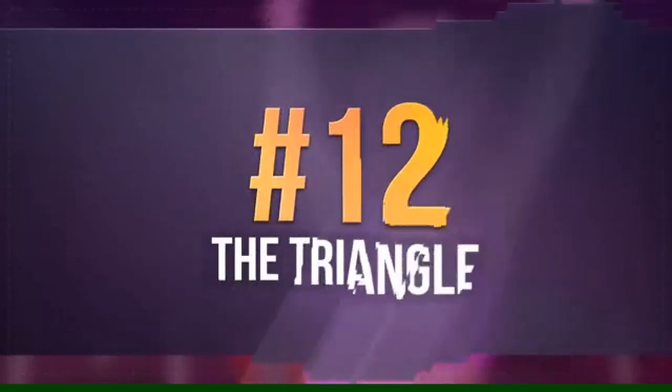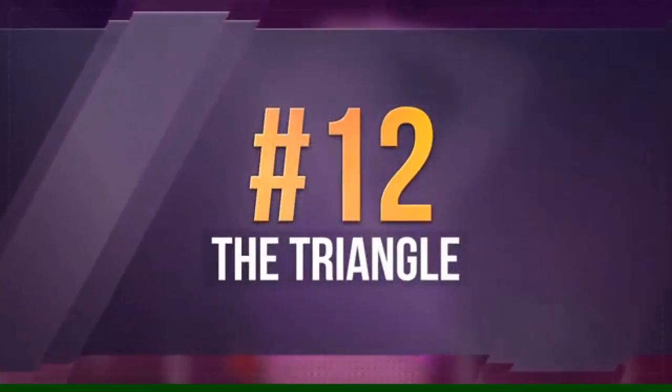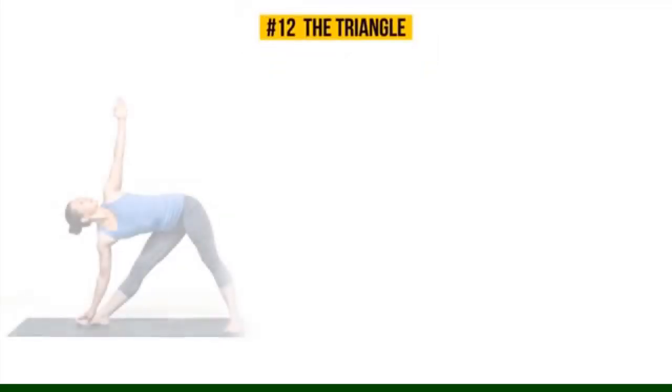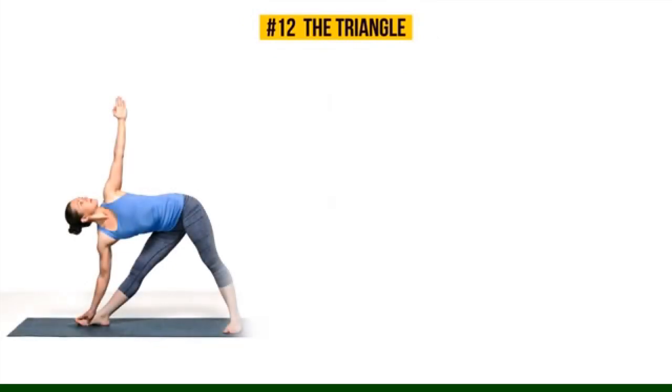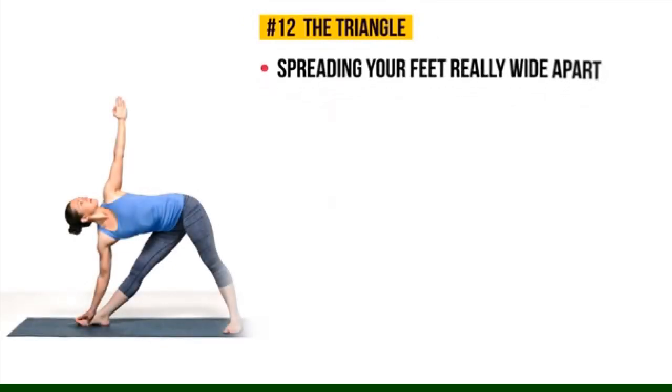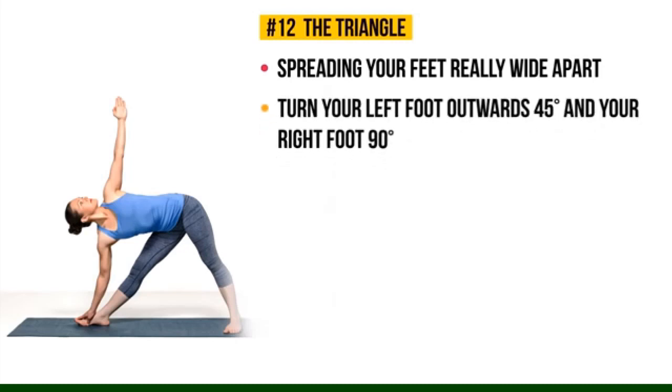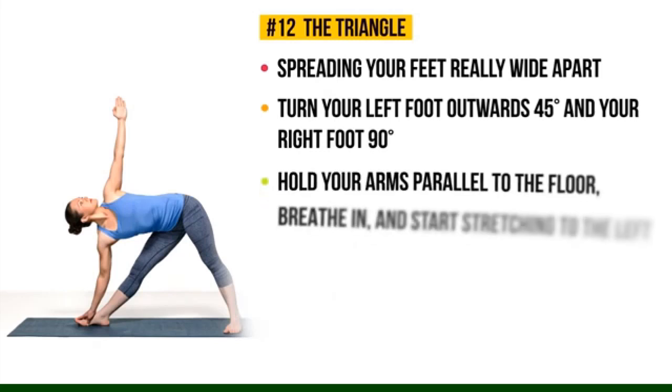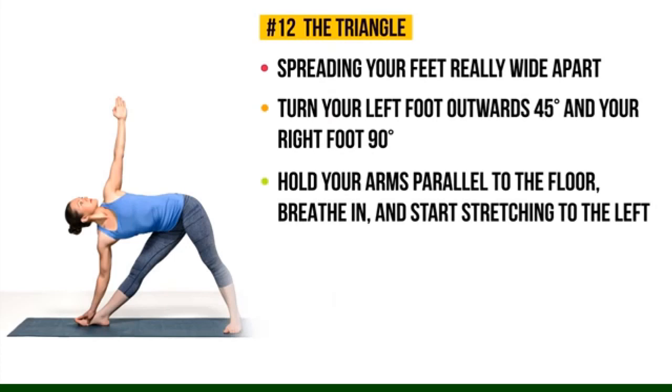Exercise number 12, the triangle. Start by standing on your mat and spreading your feet really wide apart. There should be about a 4-foot distance between them. Turn your left foot outwards 45 degrees and your right foot 90 degrees. Hold your arms parallel to the floor, breathe in, and start stretching to the left, as if you're trying to reach something.